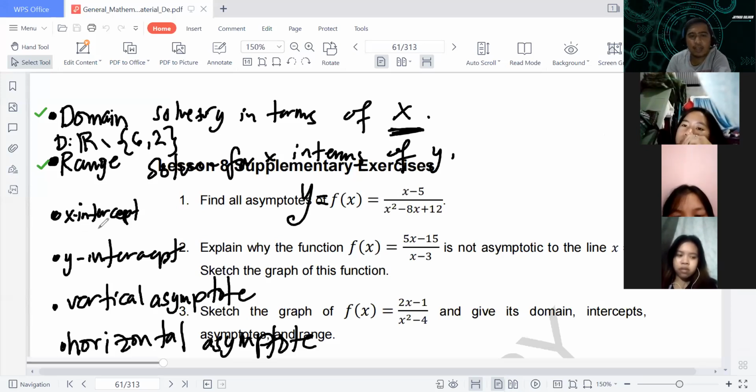While how about the intercept? So if we are looking for the intercept, class, let's focus on the x-intercept.